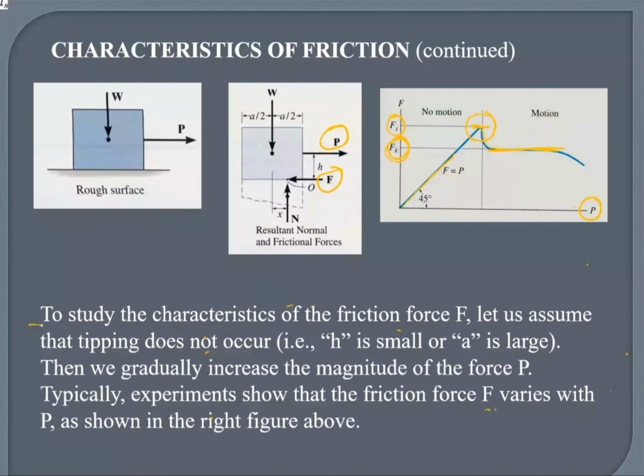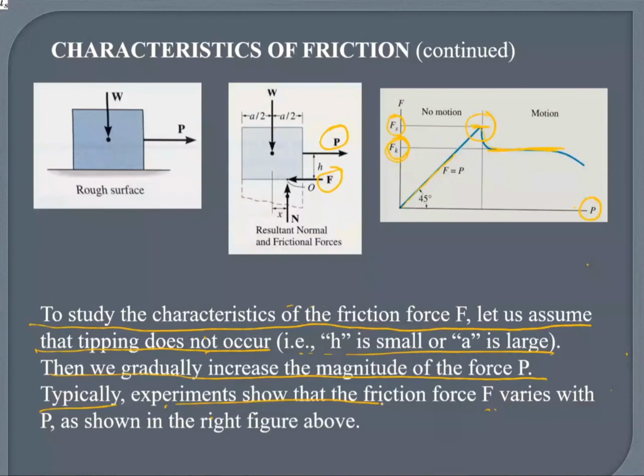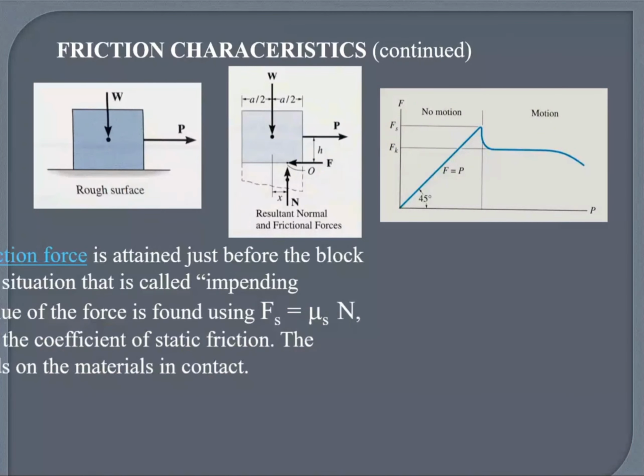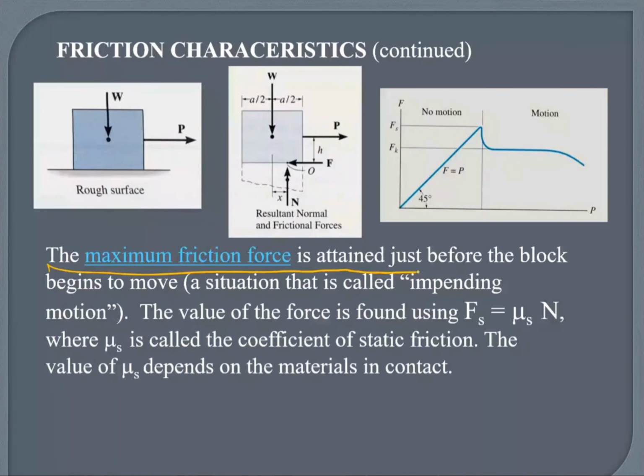To study the characteristics of friction force, let us assume that tipping does not occur. S is small, then we gradually increase the magnitude of P. Typically, the experiment shows that the friction force varies with P. I've already covered this. The maximum friction force is attained just before the block begins to move. We call this situation impending motion.